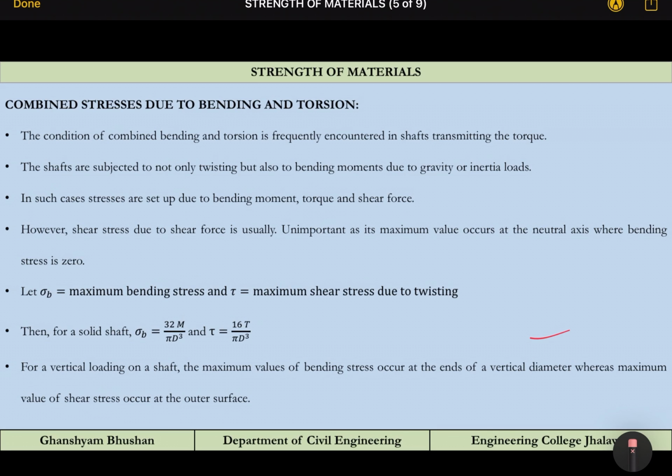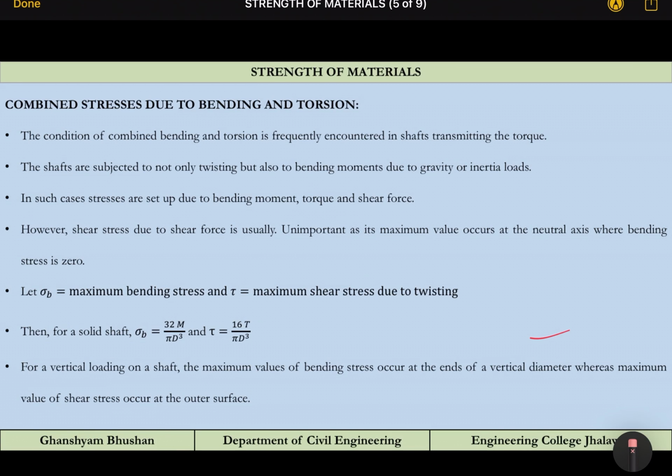However, shear stress due to shear force is usually unimportant as its maximum value occurs at the neutral axis where bending stress is 0. So we have to see the worst combination possible. The value of shear stress is maximum where the bending stress is 0, so it is not a severe combination. So you have to calculate for maximum bending and maximum torsional moment only.